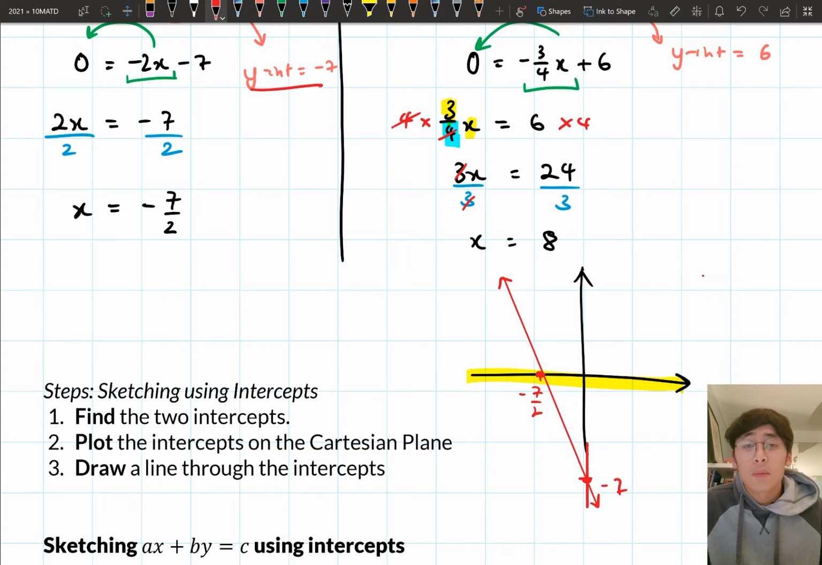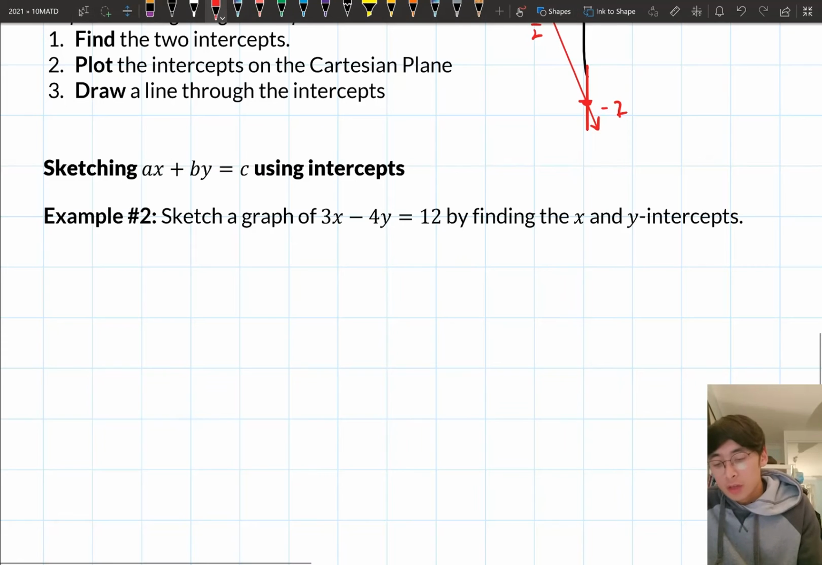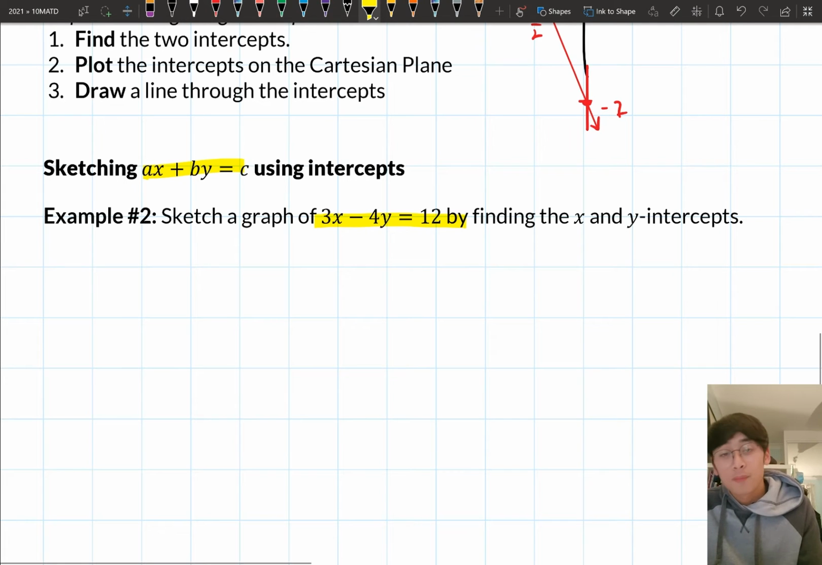Okay, let's have a go at a couple of examples of this. The first one is when we've got our equation in this form. So we're going to be sketching these particular equations by using the intercepts. Let's have a look at this one. Sketch a graph of 3x minus 4y is equal to 12 by finding the x and y intercepts. Okay, the first step is we want to find the intercepts. So I'm going to find both of those intercepts.